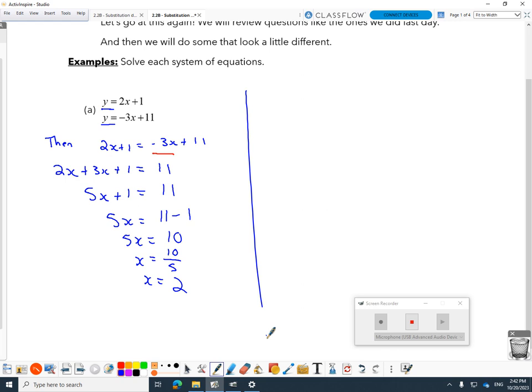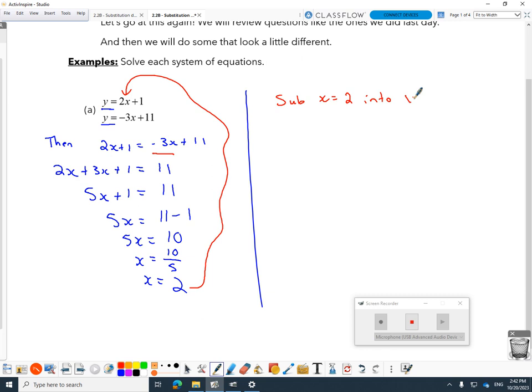Just go back here and let me draw an arrow for those of you having trouble with the ideas. There's the arrow representing what's about to happen. I'll write down what's about to happen. Sub x equals 2 into y equals 2x plus 1.